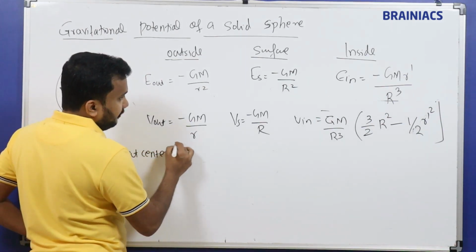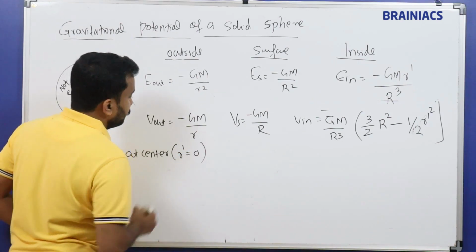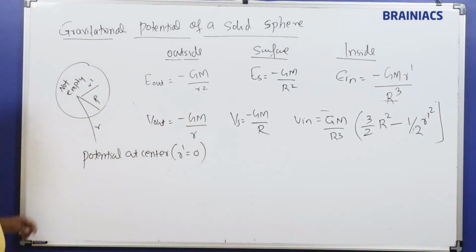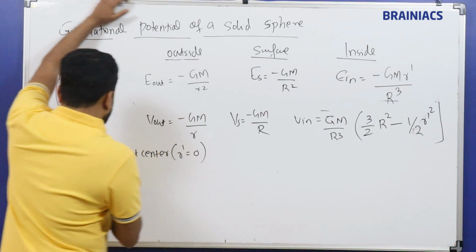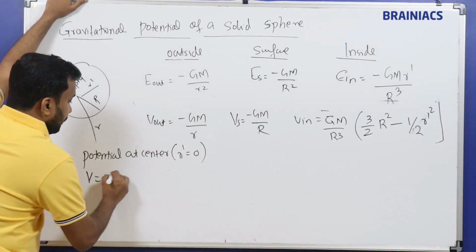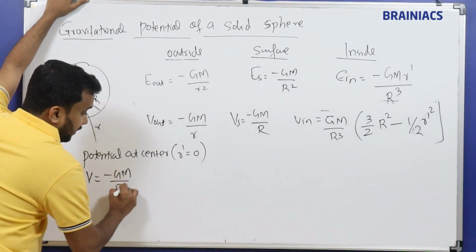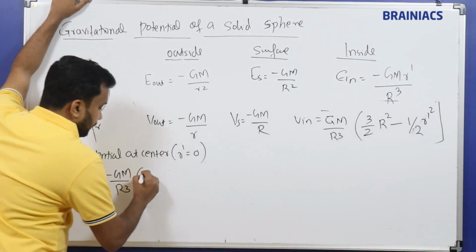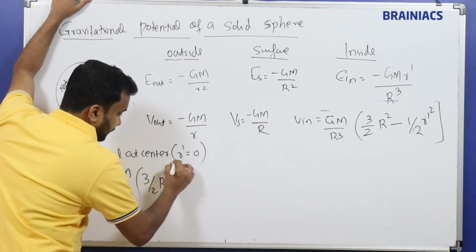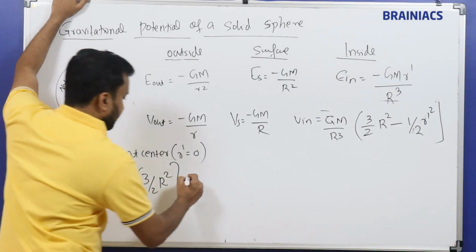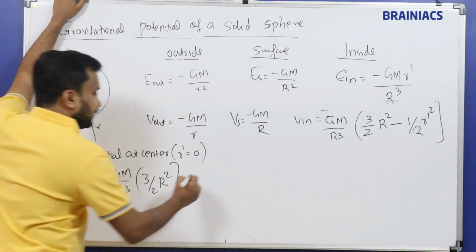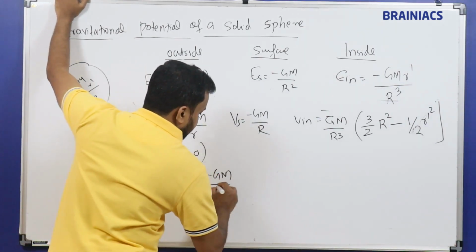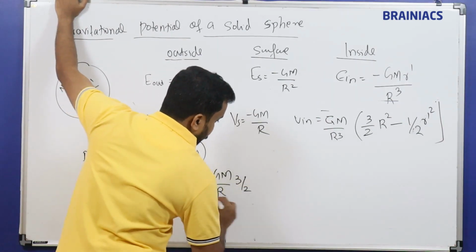Potential at the center: r dash will be equal to 0, because r dash is the distance from here. So what will you get in this case? V is equal to minus GM divided by R cubed into R, 3 by 2 times R squared. So R cubed and R squared will cancel, and minus GM by R into 3 by 2 will come.